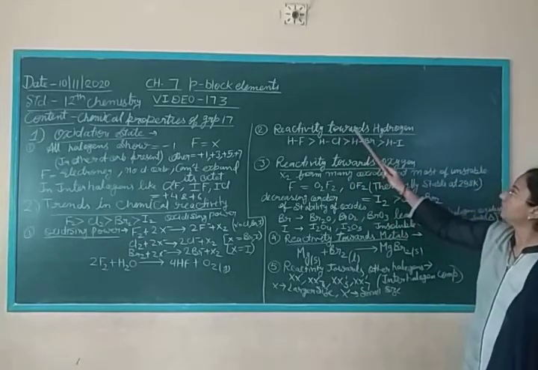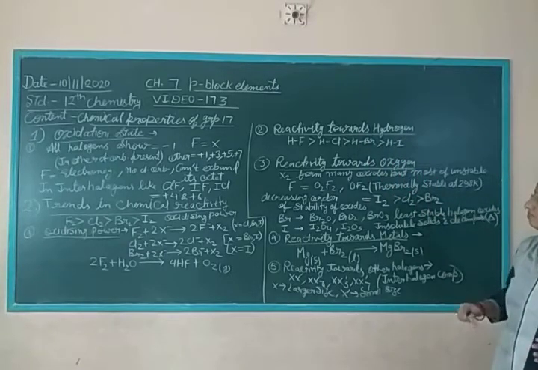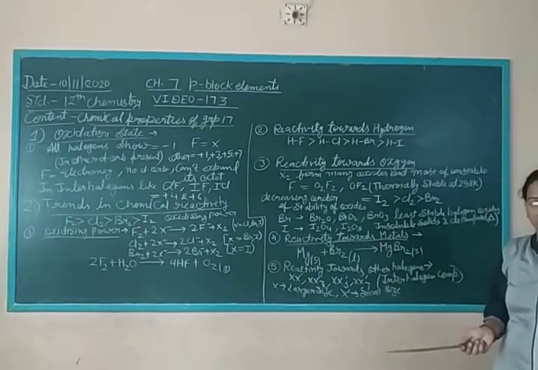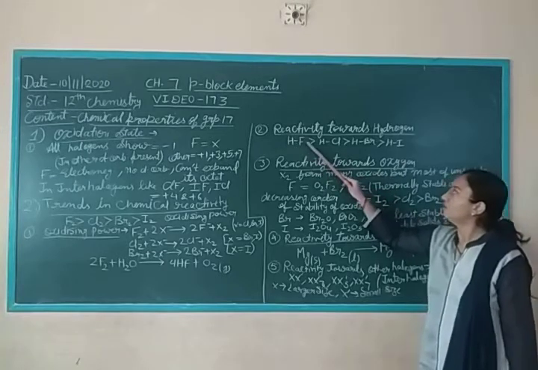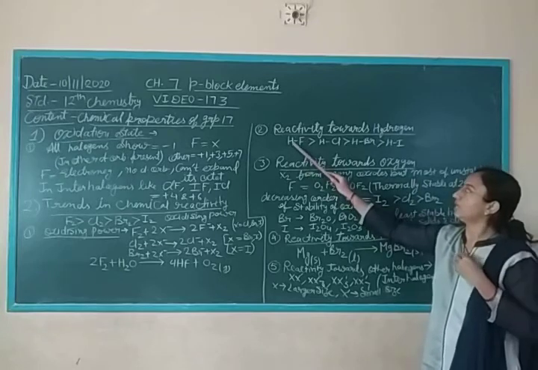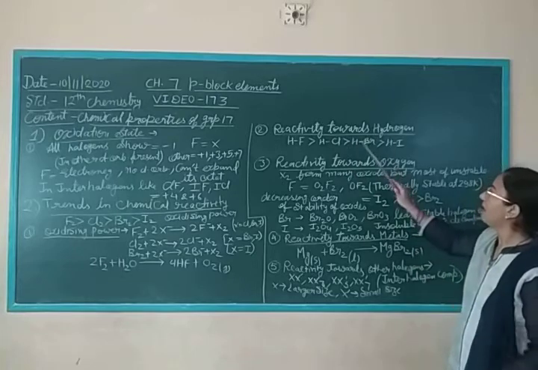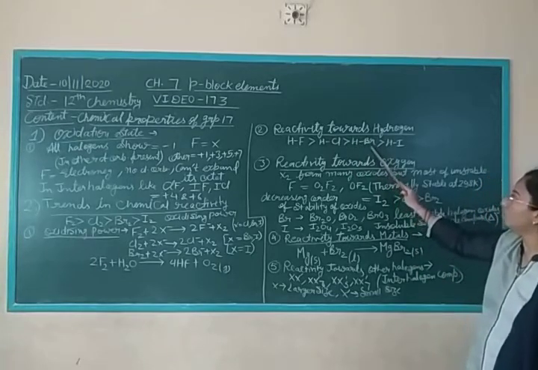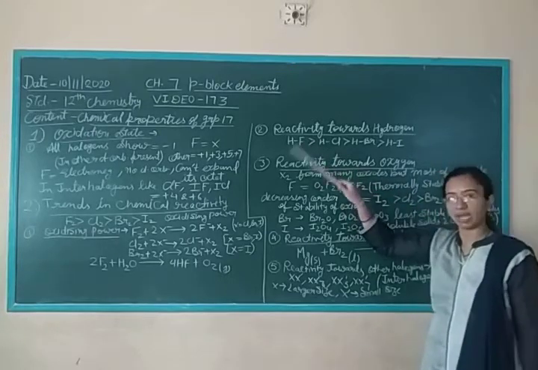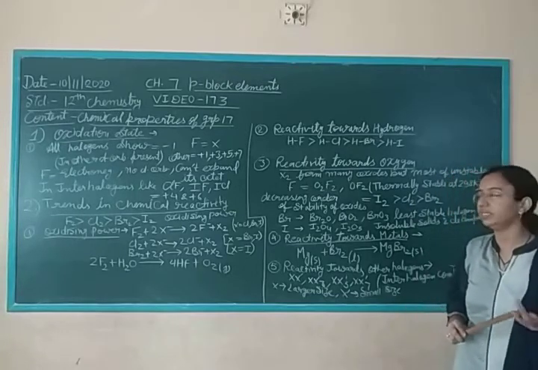Next, in trends in chemical reactivity, we see reactivity towards hydrogen. When a halogen reacts with hydrogen, it forms a hydrogen halide. Like HF, hydrogen fluoride, in acid form hydrofluoric acid, HCl hydrochloric acid, HBr hydrobromic acid and HI hydroiodic acid. HF has the maximum reactivity compared to the others because its electronegativity and oxidizing power are great.